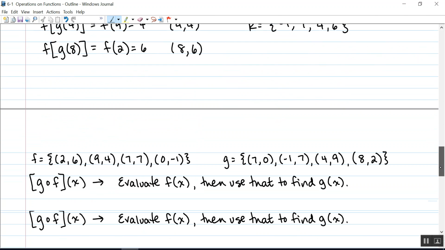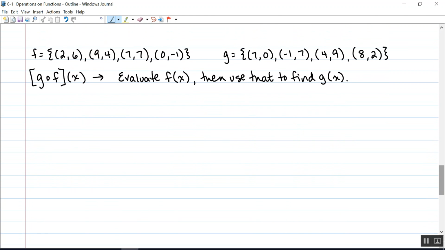Now we need to find g of f of x, and we pretty much do the same thing. But in this case, I'm going to do g of f. So I'm going to start with f, and I'm going to take each element of the domain of f and put it in here. So g of f of 2, because that's my first x in f, is the same thing as g of 6, since f of 2 is 6. So I need to go over to g, and where do I see an x of 6? I don't have one, so that's undefined. So I cannot find g of f of 2. It does not exist, so we say that it's undefined.